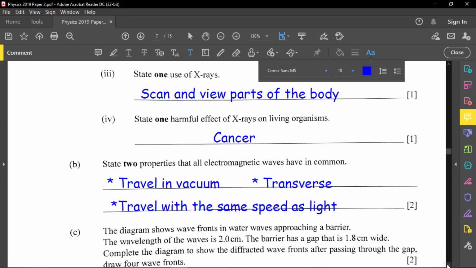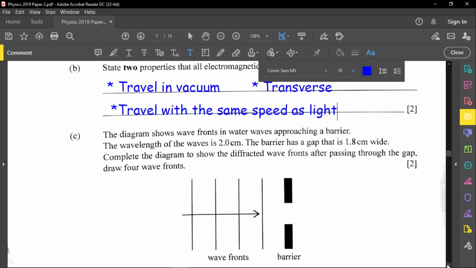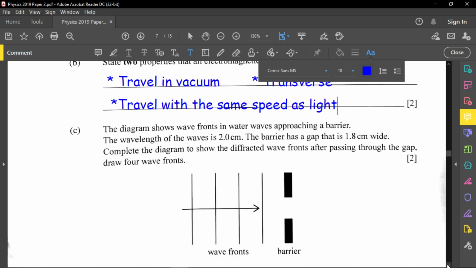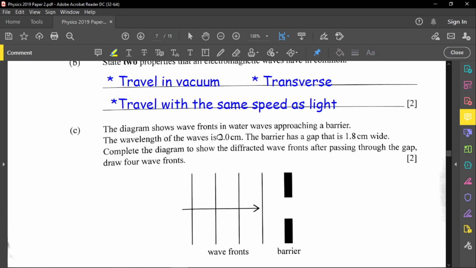All right, let's look at part C now. For part C, the diagram shows wavefronts in water waves approaching a barrier. The wavelength of the waves is 2.0 centimeters. I want to highlight this. So here we have 2.0 centimeters. It said the barrier has a gap of 1.8. So there's something that you need to know about right here. It said now complete the diagram to show the diffraction of the wave fronts after passing through the gap, draw 4 wave fronts.